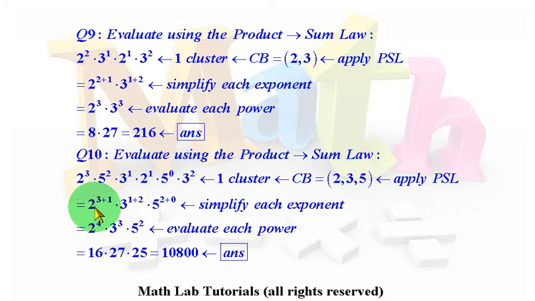Again, we simplify further. We get 2 to the power 4 here, drop it in there. We get 3 to the power 3, drop it in there. 5 to the power 2, drop it in there. Now we evaluate each power in turn. 2 to the power 4 is 16, 3 to the power 3 is 27, and 5 to the power 2 is 25. At the end, we have a product string. Just perform the product, and you get 10800 as your final answer.